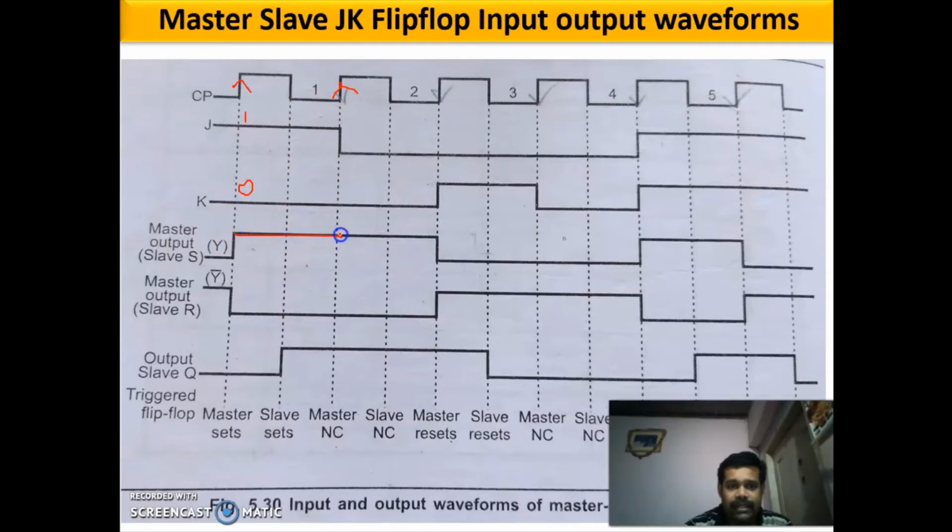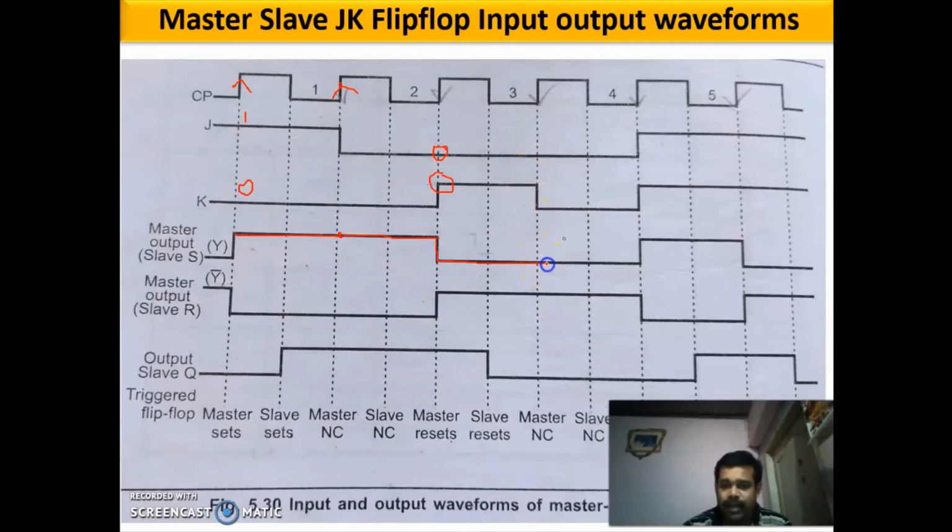At the next positive edge, the value of J is 1 and K is 0 again. Up to the next positive edge, the value will be 1. At the next positive edge, the value of J is 0 and K is 1. If J is 0 and K is 1, whatever you have in the present state, the next state will be 0, up to the next positive edge. At the next positive edge, the value of J is 0 and K is 1.